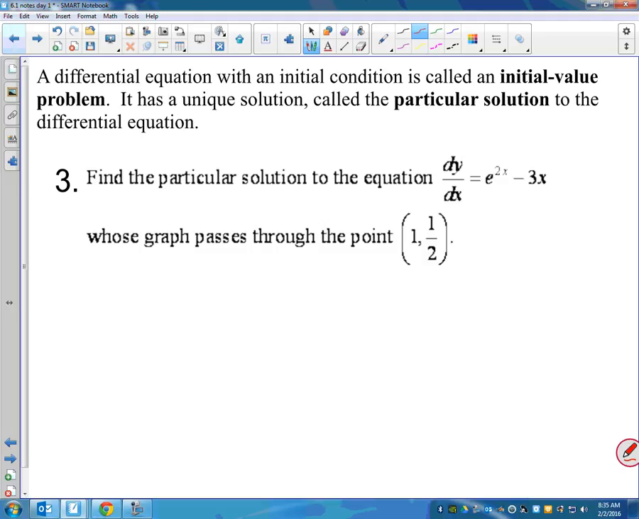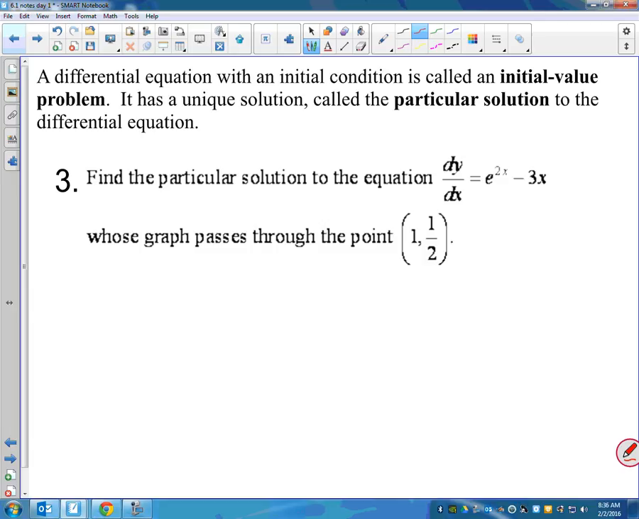I used this word yesterday, initial value problem. When they give you a point with a differential equation, it's called an initial value problem. They give you a point so that you can solve for C. It has a unique solution called the particular solution, which means that instead of finding the general solution of plus C, you can find the exact one, which is what we saw in the AP multiple choice. They wanted you to find the exact solution and then evaluate it at another value.